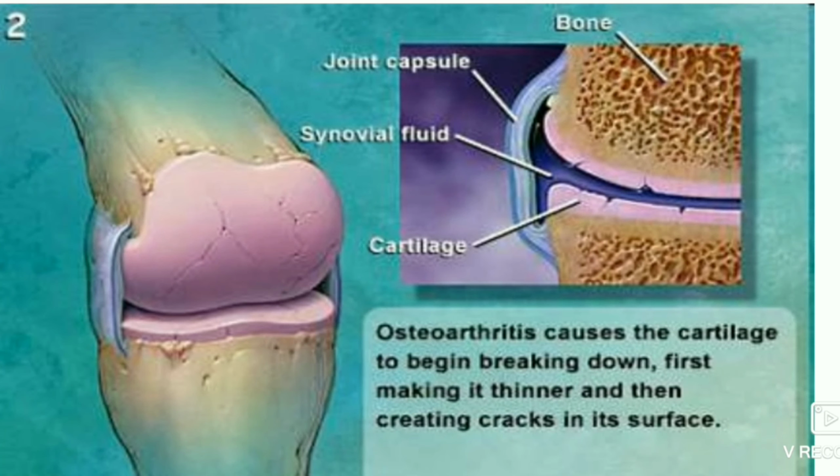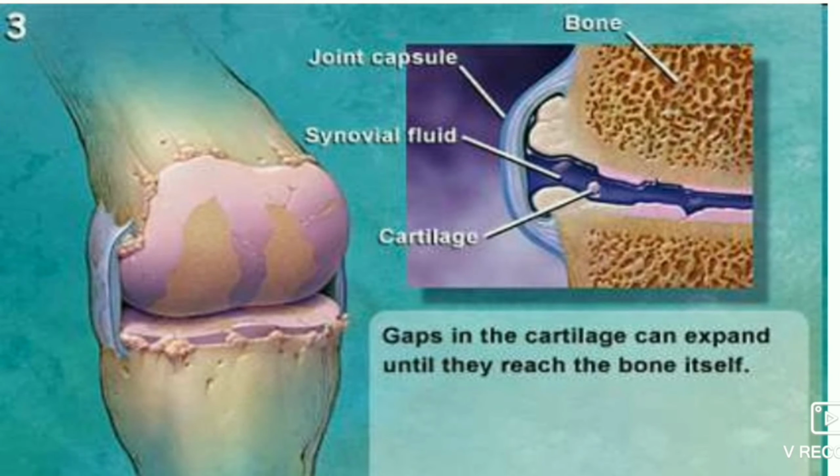Osteoarthritis causes the cartilage to begin breaking down, first making it thinner and then creating cracks in its surface. In this image, you can clearly see the cracks in the cartilage. Gaps in the cartilage can expand until they reach the bone itself. Here you can see the cartilage is slowly diminishing until it reaches the bone itself.